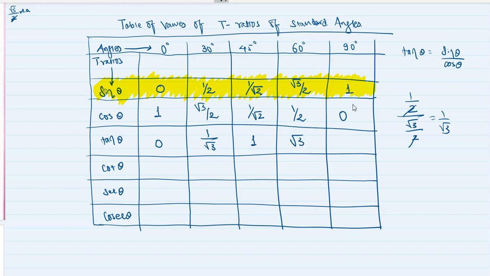Tan 90, 1 by 0. See, anything divided by 0 is not defined. So this is not defined. You can just put a dash over here. Sometimes people use the infinity sign also, because it's undefined. Tan 90 is not defined. Okay, tan 90 has no value, or an infinite value, because 1 by 0 is not defined.